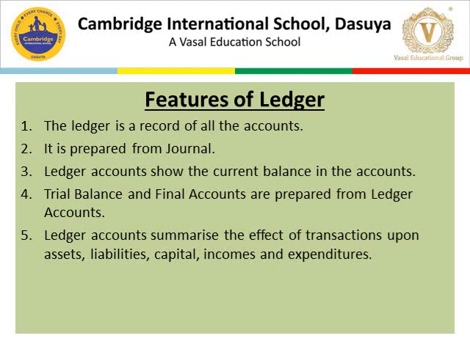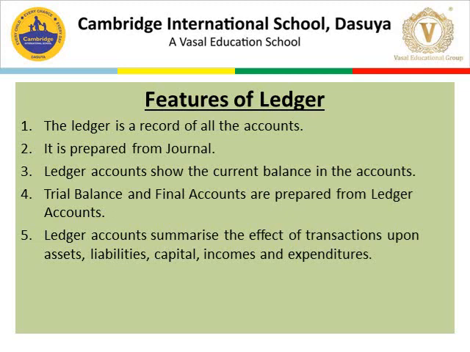Third, ledger accounts show the current balance in the accounts. When we prepare ledger account, at the end of the ledger account there is a balance carried down figure. That figure is known as the current balance of that particular account. So it always shows the current balance of the account. Number four, trial balance and final accounts are prepared from ledgers. Once the ledger is prepared, then we prepare trial balance and final accounts from it.